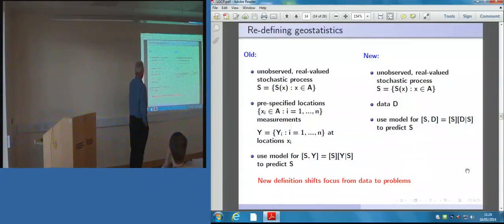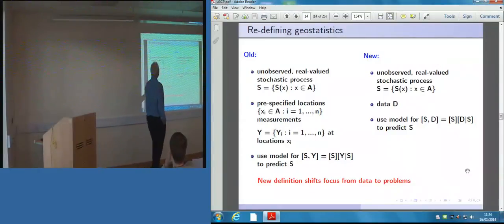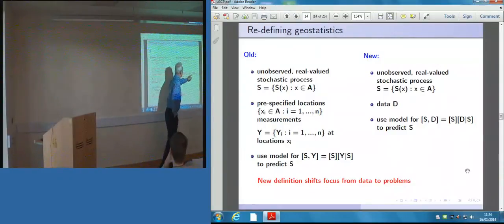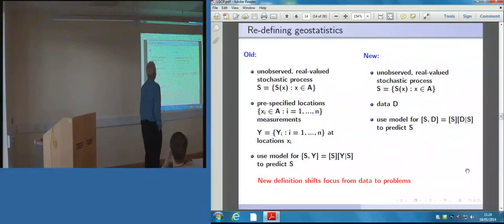And the new definition is really almost identical. It says we start with an unobserved real-valued stochastic process, we have some data D, and we are indifferent about the format of the data. That's the key. But we then need to use our model, again with Bayes' theorem, to predict S.